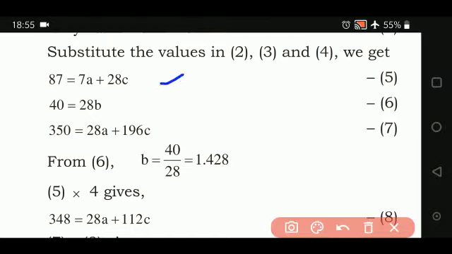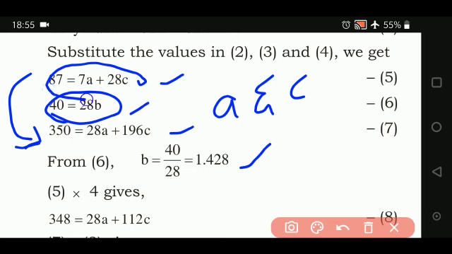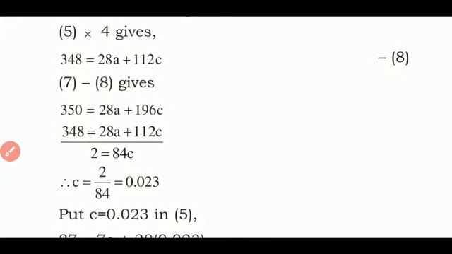87 is equal to 7a plus 28c, 40 is equal to 28b, 350 is equal to 28a plus 196c. These two equations you have to solve as simultaneous equations. From here you are getting directly the value of b. So b is equal to 40 divided by 28, that is 1.428. So you already found the value of b, but you still have to find the values of a and c. To find a and c, you are going to solve this particular equation and this particular equation as simultaneous equations.